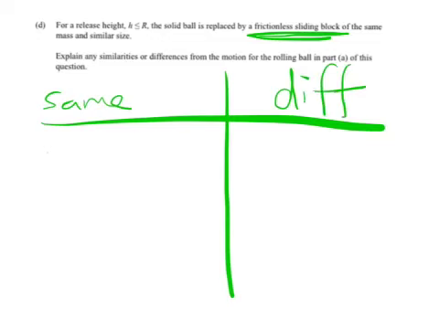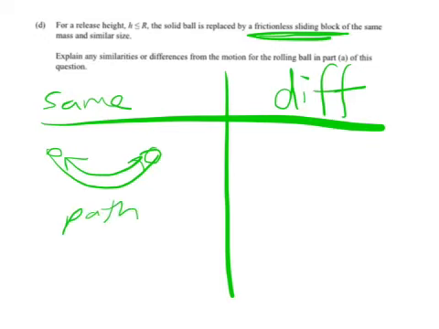Okay, things that are the same. They're both going to go up to the same height and just kind of shuttle back and forth, for the ball and for the sliding block. So that's the same. It's the same path. What's different? I've just explained why they're the same: the gravitational potential energy is conserved on both sides, that same height for the same mass and same gravitational field.